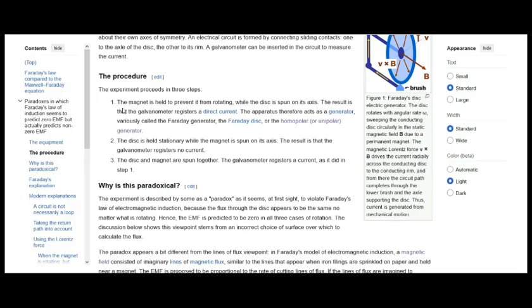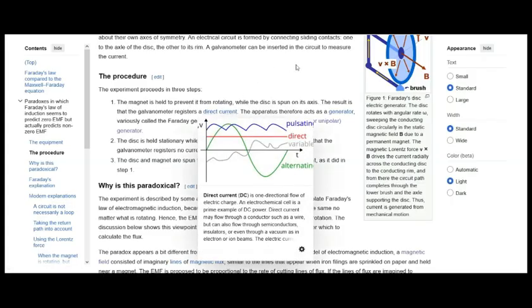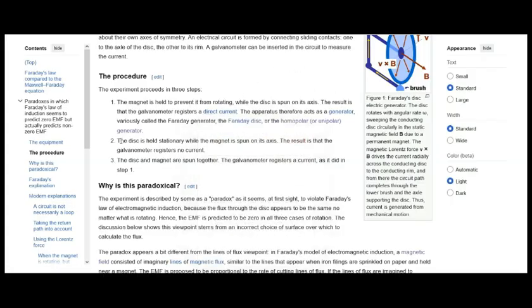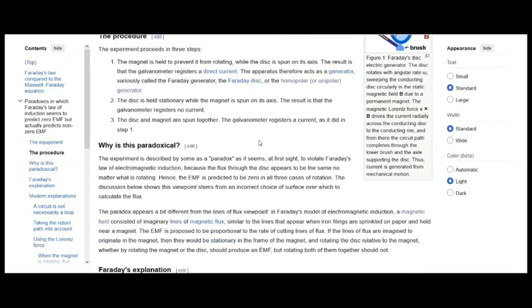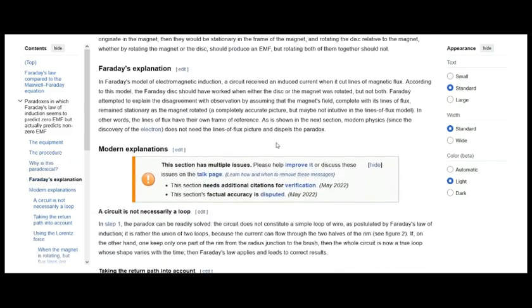So you can think of trying to generate the current from the generator in three ways. The magnet is held stationary, the copper disc is spun, you get a direct current, acts as a generator. The copper disc is held stationary, the magnet is spun, there's no current, and here's the humdinger. The disc and the magnet are spun together, so if you glued the copper foil to the magnet, now you do get a current. Why is this paradoxical? Well, I mean, it's pretty obvious why it's paradoxical.